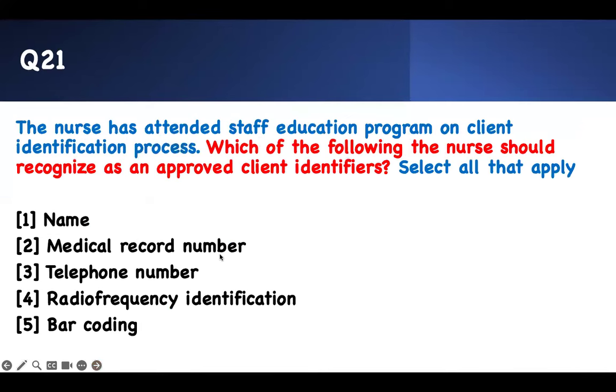Next one, number 21. It's about assessing the staff education program on client identification process. Which of the following should the nurse recognize as an approved client identification, select all that apply? So which one can you use in the hospital to identify the patient? Your name, medical record number, or sometimes a phone number when you combine it with another identifier. Radio frequency identification, where this has to be scanned and then put in the system, or a barcode. These are all things being developed where you can have radio frequency identification. You don't have to have multiple wristbands, and we can just scan you once. That's technology.